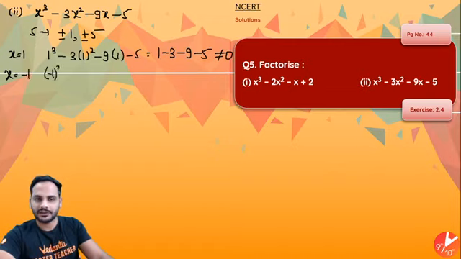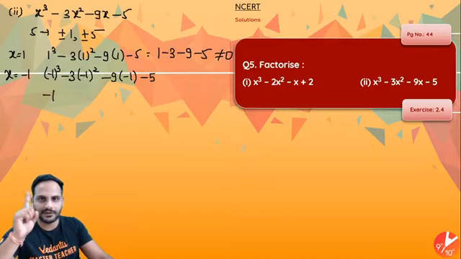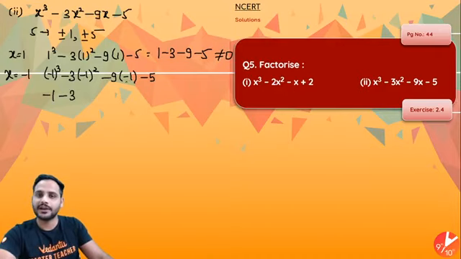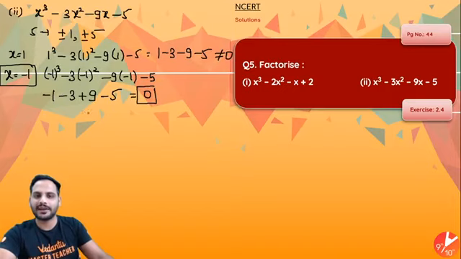So minus 1 cube minus 3 into minus 1 square minus 9 into minus 1 minus 5. Minus 1 cube is minus 1. Minus 1 square is plus 1. Plus 1 into minus 3 is again minus 3. Minus 9 into minus 1. So minus 9 minus 1, negative into negative is positive, 9 into 1 is 9, minus 5. So you can see minus 5 minus 3 minus 1 is minus 9. 9 minus 9 is 0. So it is equal to 0. That means x is equal to minus 1 is a 0.